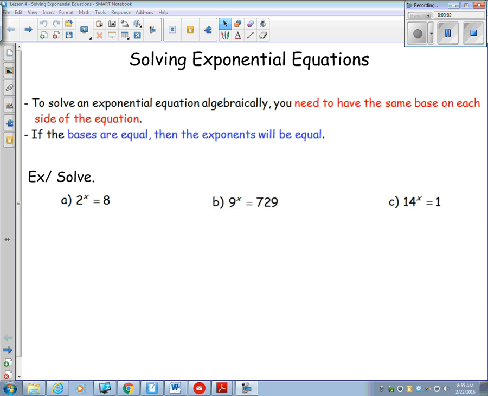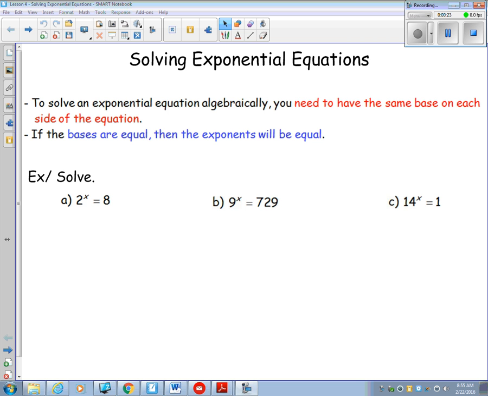Today we're going to look at solving exponential equations using a hand method as opposed to technology. We'll do some technology tomorrow, but today we'll do some by hand methods so we know how this works. Remember, an exponential equation is any equation that has an unknown exponent as the variable. And there really are only two rules you need to worry about when you're solving an exponential equation.